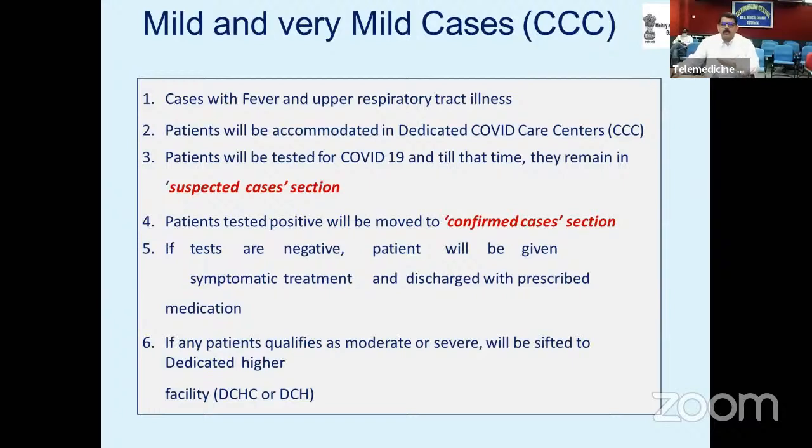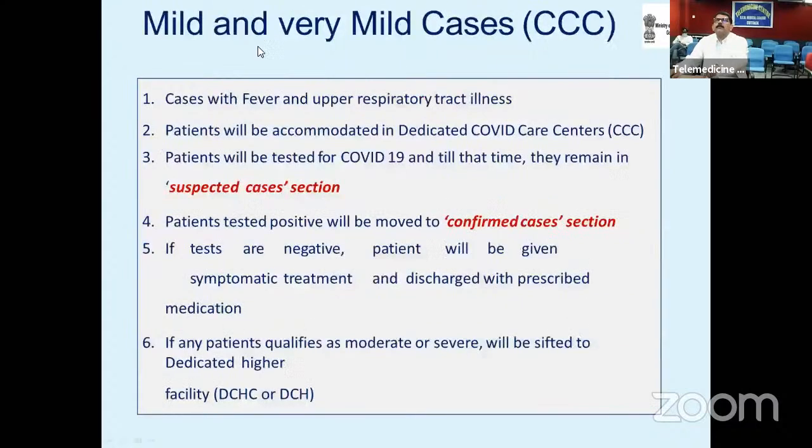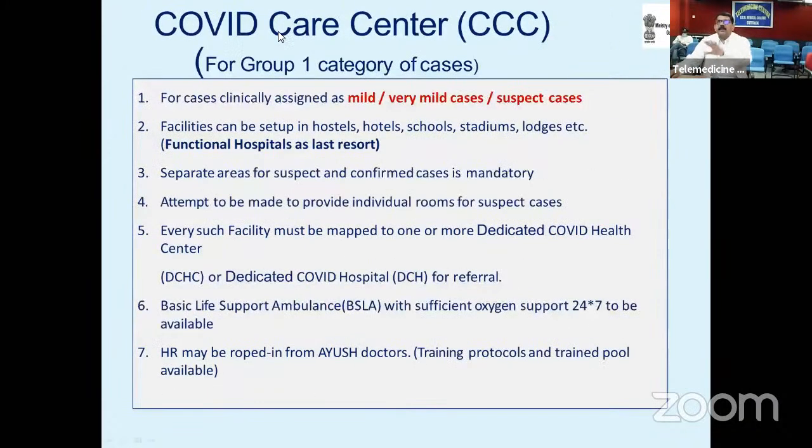So not only from this COVID care center, from home isolation also, patients need to be shifted to the dedicated COVID hospital center and dedicated COVID hospital. So what is a dedicated COVID hospital? This is for the mild and very mild cases, and this is the COVID care center, the group one category of cases which I told you, clinically mild, very mild and suspect cases, and the facilities can be set up in the hostels, hotels, schools, stadiums, lodges, which all of you see.